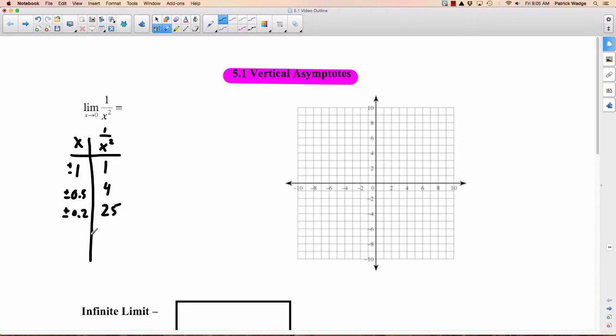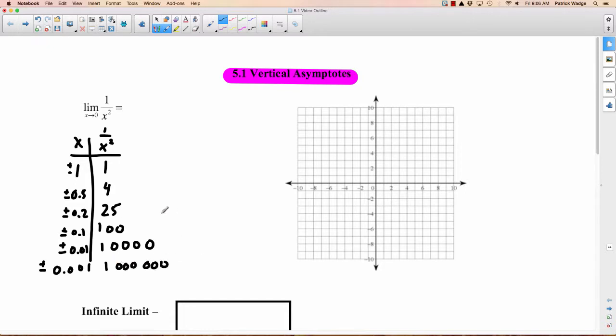Okay, let's go even smaller. Let's go plus or minus 0.1. And if you do that, you're going to get 100. We're getting very, very close to 0 now, aren't we? I've got 0.01 now. And when I put that in there, I get 10,000. And should we do one more? It's a bit ridiculous, but what the heck? 0.000001, and if I do that, I get 1,000,000.